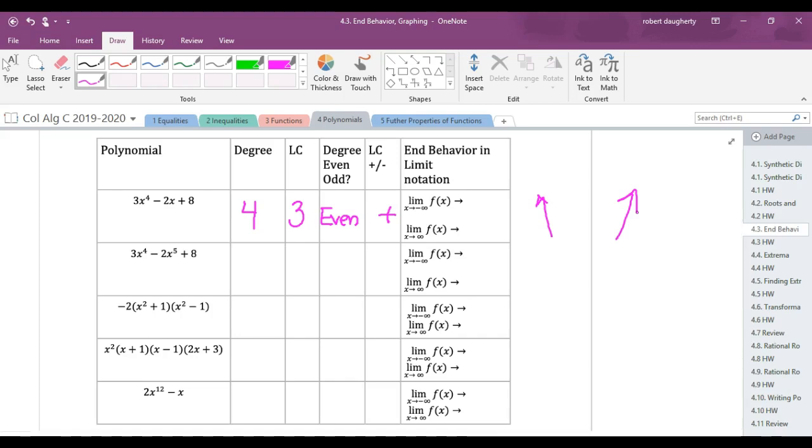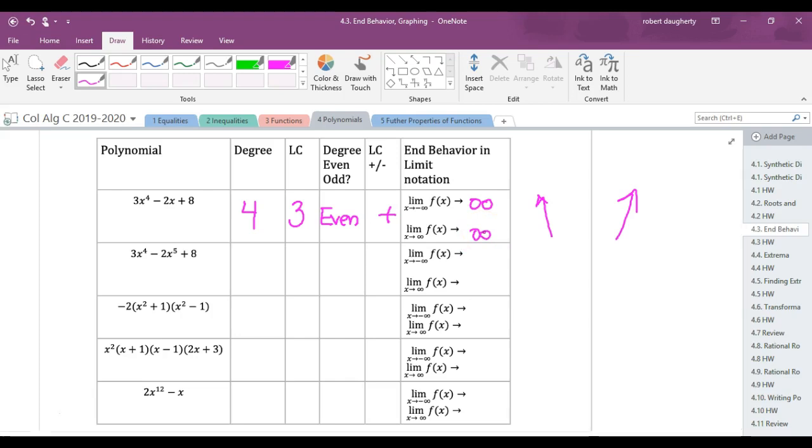So, as I travel x to the negative infinity, where are my y values going to go? Up. As I travel to the right, where are my y values going to go? Up. That's just what those arrows mean. So sometimes drawing the arrows helps. It's like doing the hands, okay?